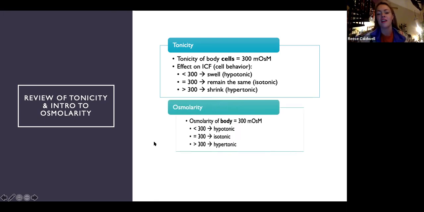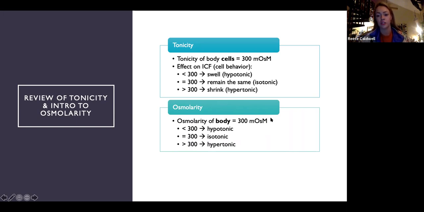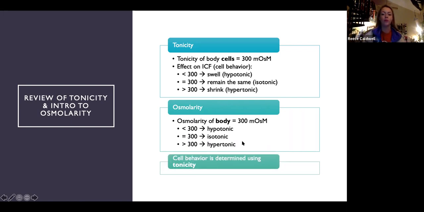All right, so moving on to osmolarity, what we see is the osmolarity of the body is also at 300 milliosmoles. So the tonicity of the body cells and the osmolarity of the body are both 300 milliosmoles. The same thing applies here, and this should say hypoosmotic, isoosmotic, and hyperosmotic, not tonic. I guess I copied and pasted those and forgot to change it. And again, one important thing to remember is cell behavior is determined using tonicity, not osmolarity. So when we work on filling in our chart, that's definitely something you're going to want to think about.